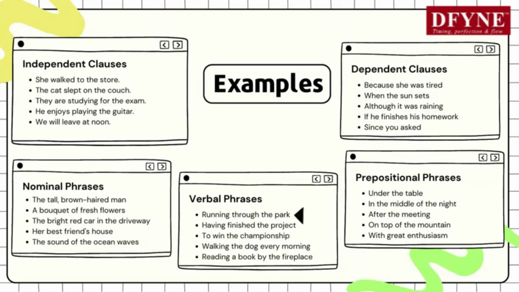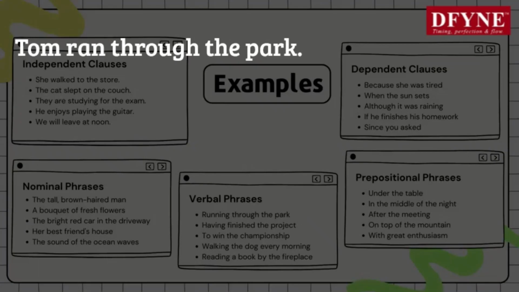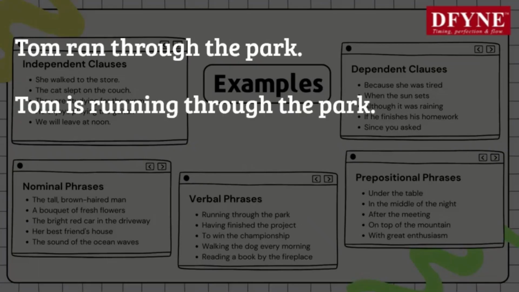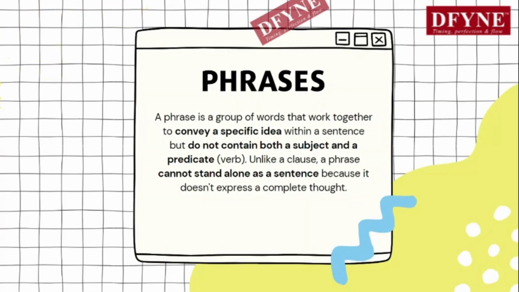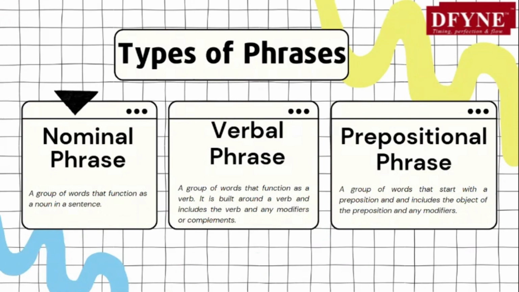Hold on a second. Tom ran through the park. Or, Tom is running through the park. So, phrases are groups of words which, when added to other groups of words or sentences, provide specific information. But phrases themselves are not sentences and can only be used along with other groups of words or sentences to form a complete idea.